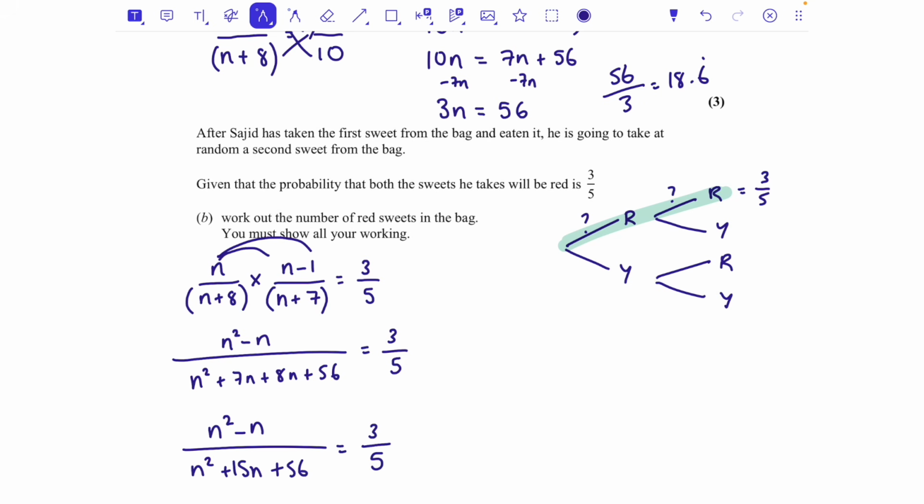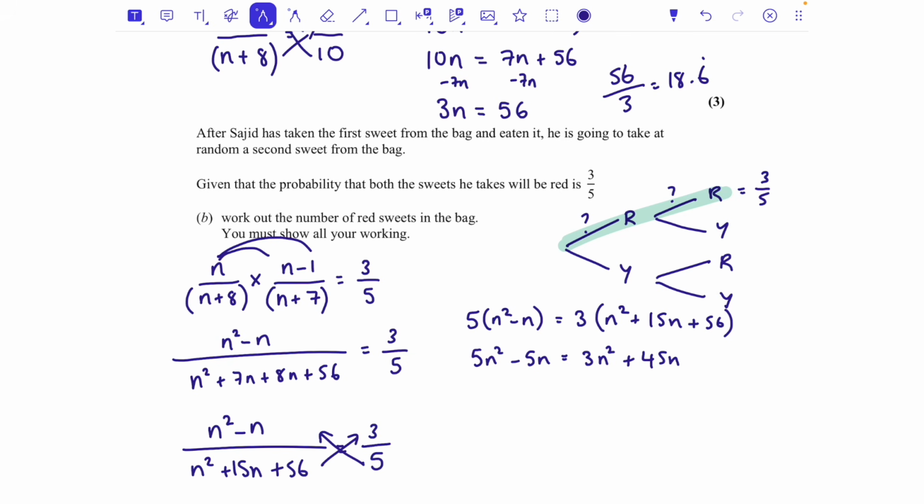We can do the same thing we did in part A and multiply those denominators up. So the next line of your working is going to be 5 lots of n squared minus n equals 3 lots of n squared add 15n add 56. And let's expand that out. 5n squared minus 5n equals 3n squared add 45n add 168. Now I want to get everything on one side and I want it to equal 0 because this is a quadratic.